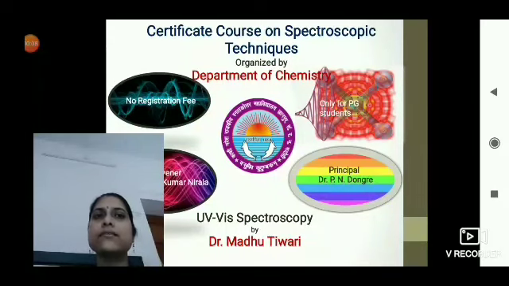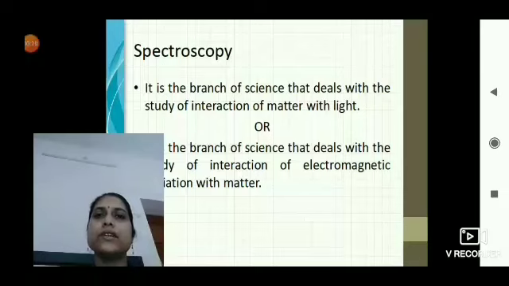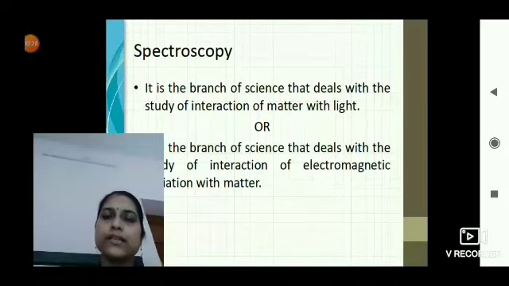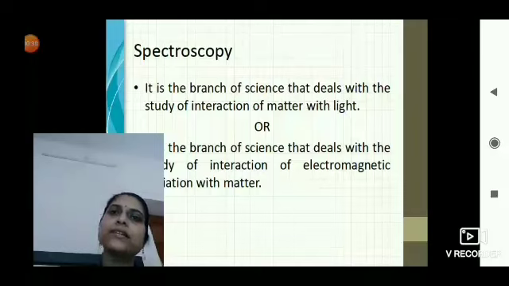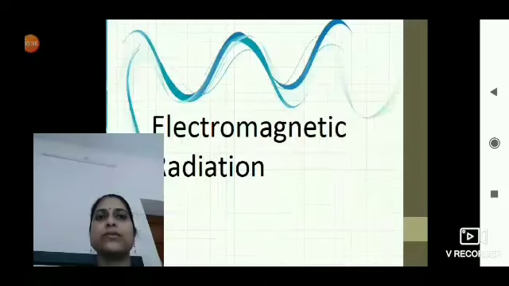In this lecture series of the certificate course on spectroscopic techniques organized by the Department of Chemistry, today I am going to talk about UV visible spectroscopy. So first of all, we will talk about what the spectroscopy branch deals with. Spectroscopy is the study of what happens when electromagnetic radiation interacts with matter.